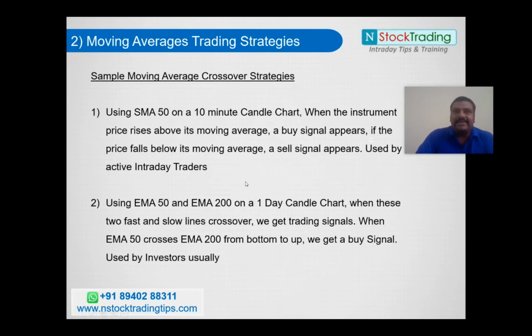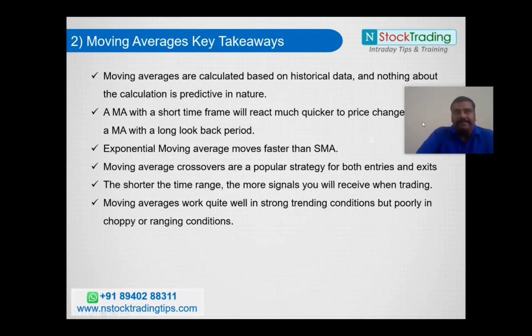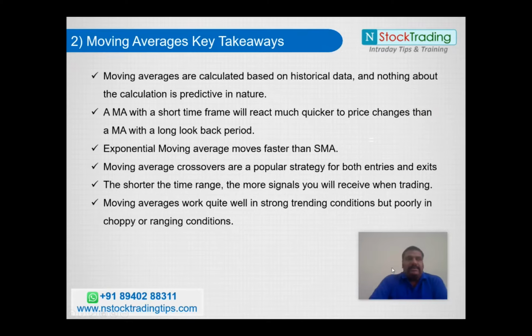Okay, let's go on. Now, there are some important points. First of all, moving averages are calculated based on historical data. That is the candles, 50, whatever we give, 50, 200, 10, whatever. These are not predictive in nature. It's just based on the previous, and we have crossovers and we do it.